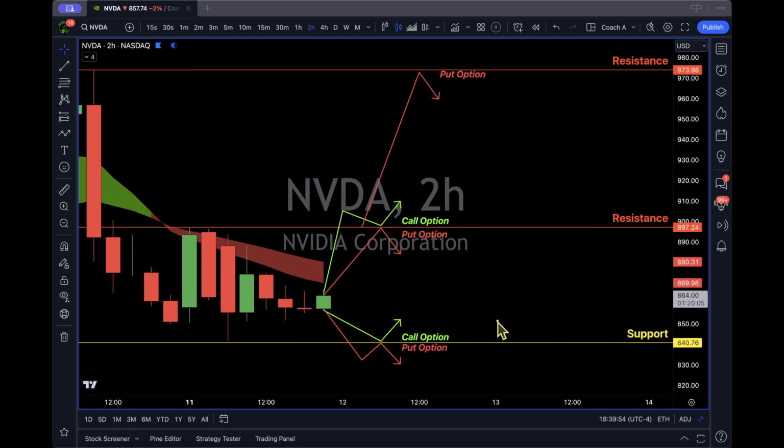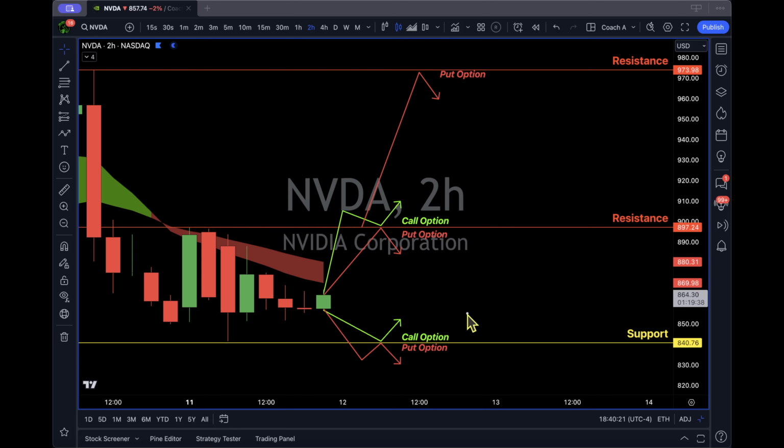It's finding support right above this 840 area. We did get down to about 840, 842. Okay. We found resistance at 897. But today we were basically very volatile. Look at the size of these candles on a 2-hour. Okay, we did see some rejection here, but now in the after market, we are seeing a little move up.